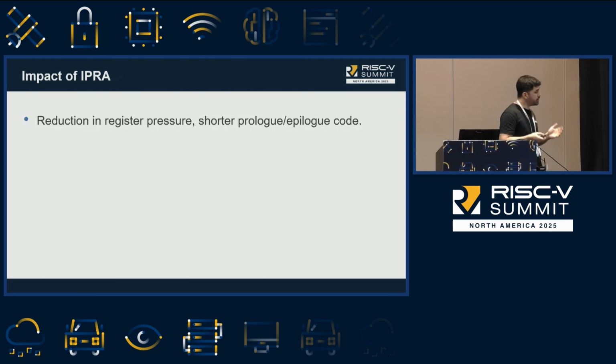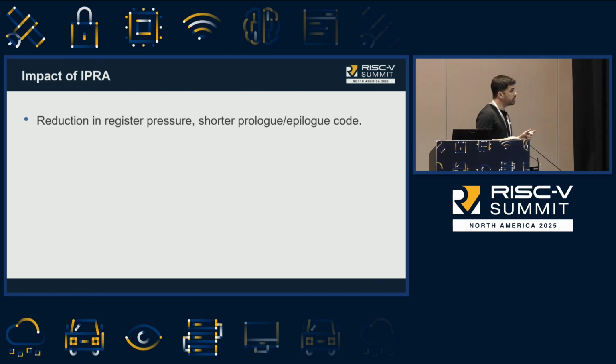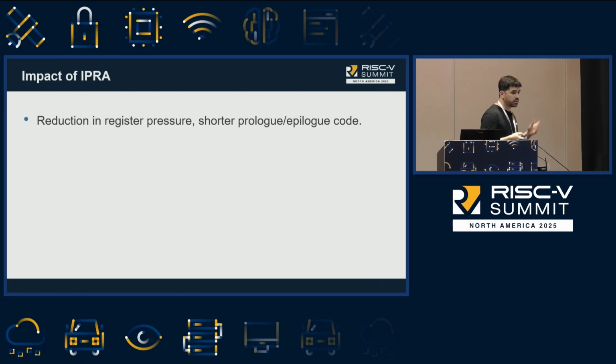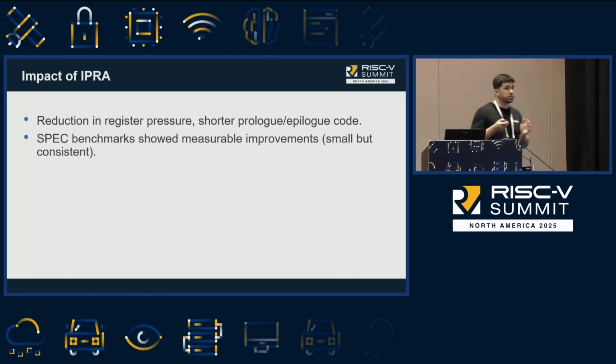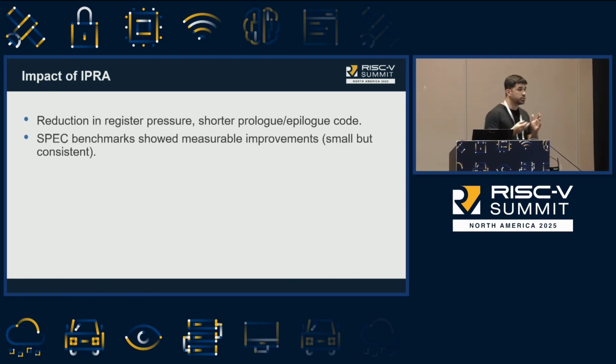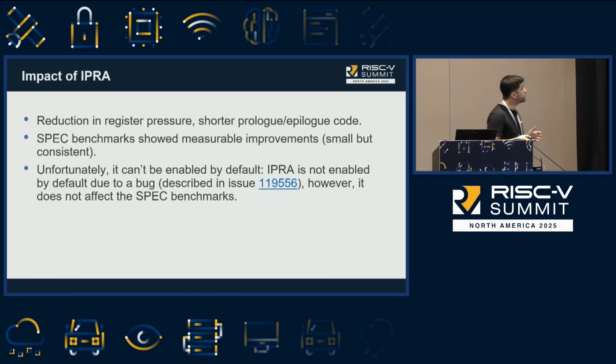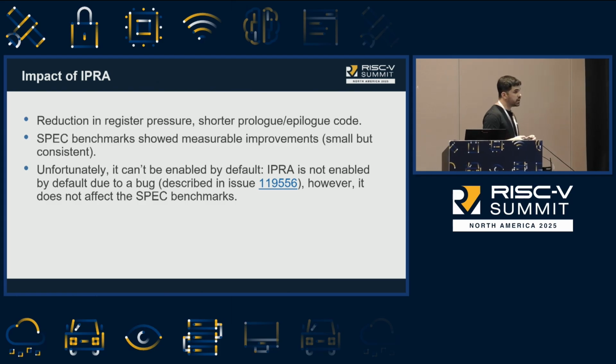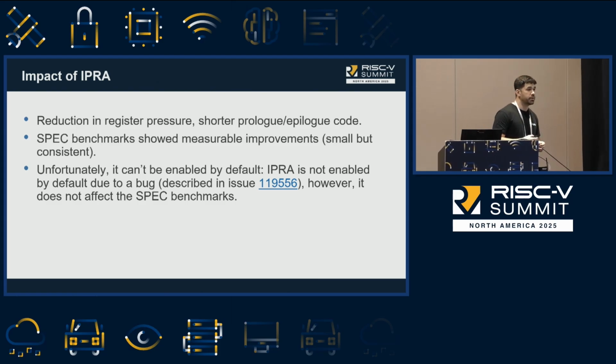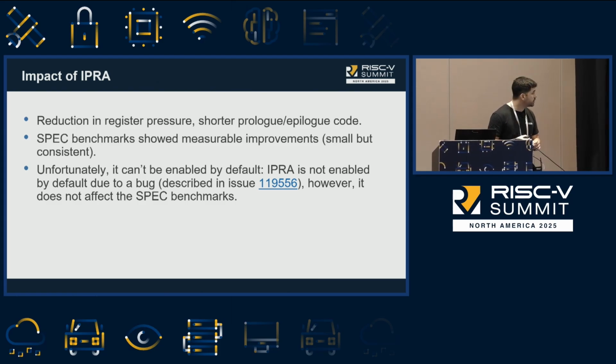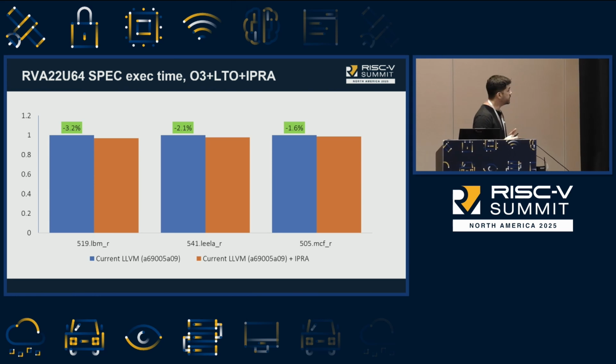So yeah, IPRA causes a shorter prologue and epilogue. It reduces register pressure. I'm going to show the results. They're small, but we can consistently measure them. Unfortunately, now we cannot enable IPRA by default because there's a bug open for a few cases where the compiler just crashes, but it doesn't affect SPEC, which is our benchmark.